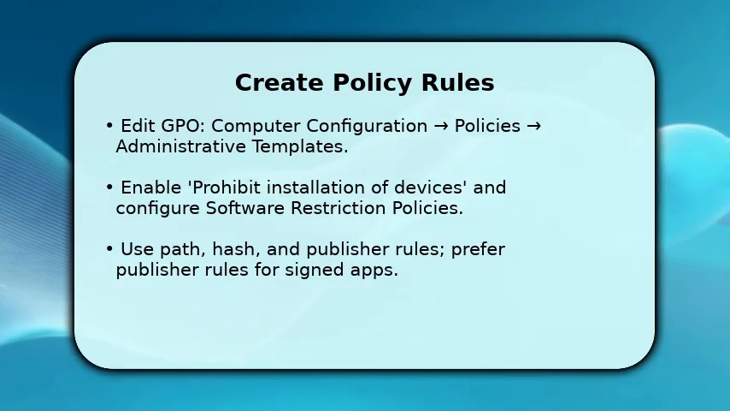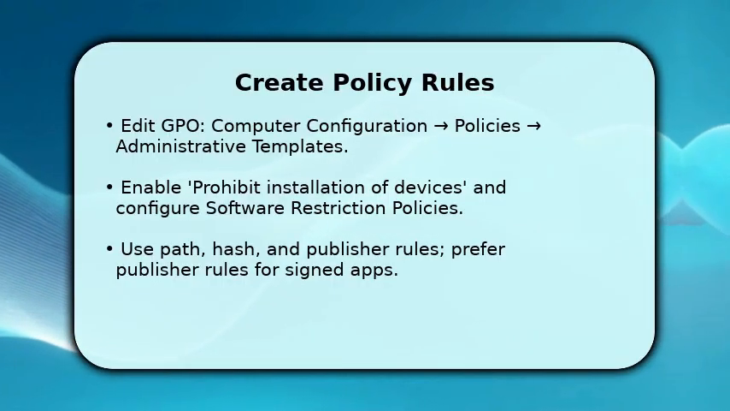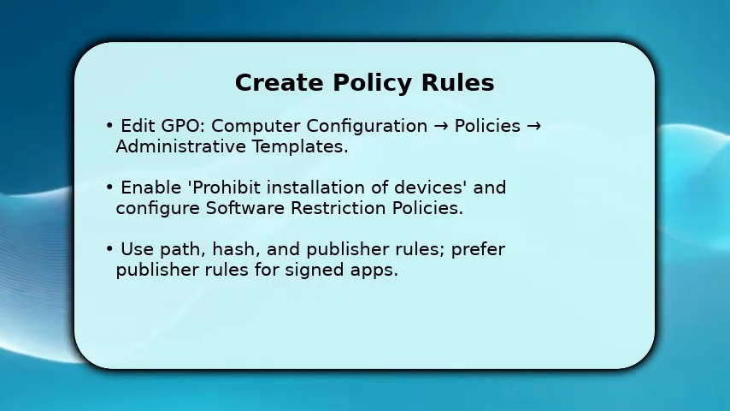You open the GPO editor and navigate to Computer Configuration, Policies, Administrative Templates to apply machine-level restrictions. Once there, enable settings such as prohibiting installation of devices and configure software restriction policies or AppLocker depending on your environment. Make sure to choose the mechanism that matches your OS and needs.